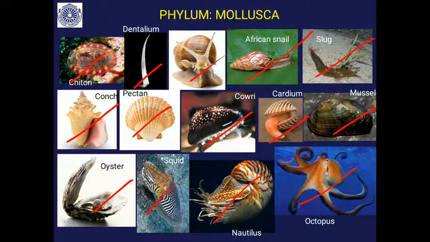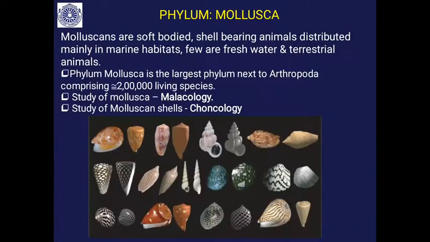Mollusca means soft bodied animals. Because of the soft body, they are covered with a calcareous shell, or a shell made out of calcium carbonate. Of course, some of these don't have a shell. So what are these animals and what are the characters of these animals, and more about phylum Mollusca, let us study.